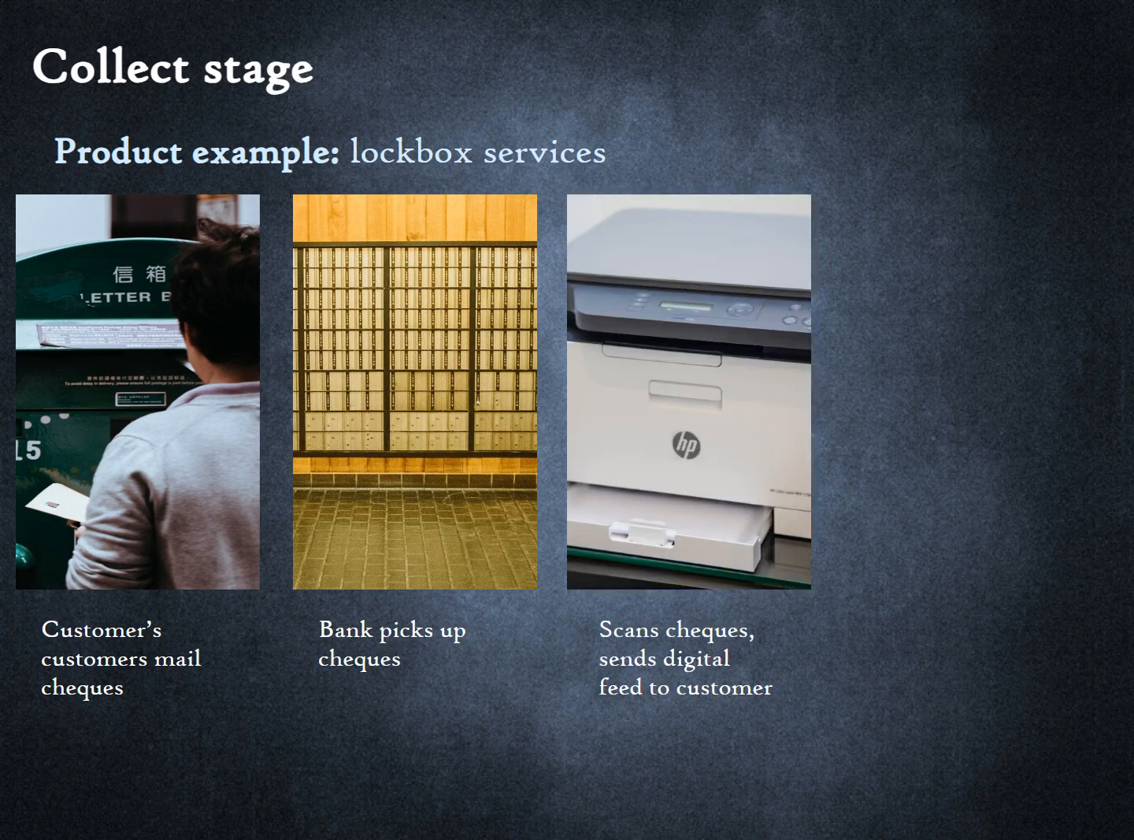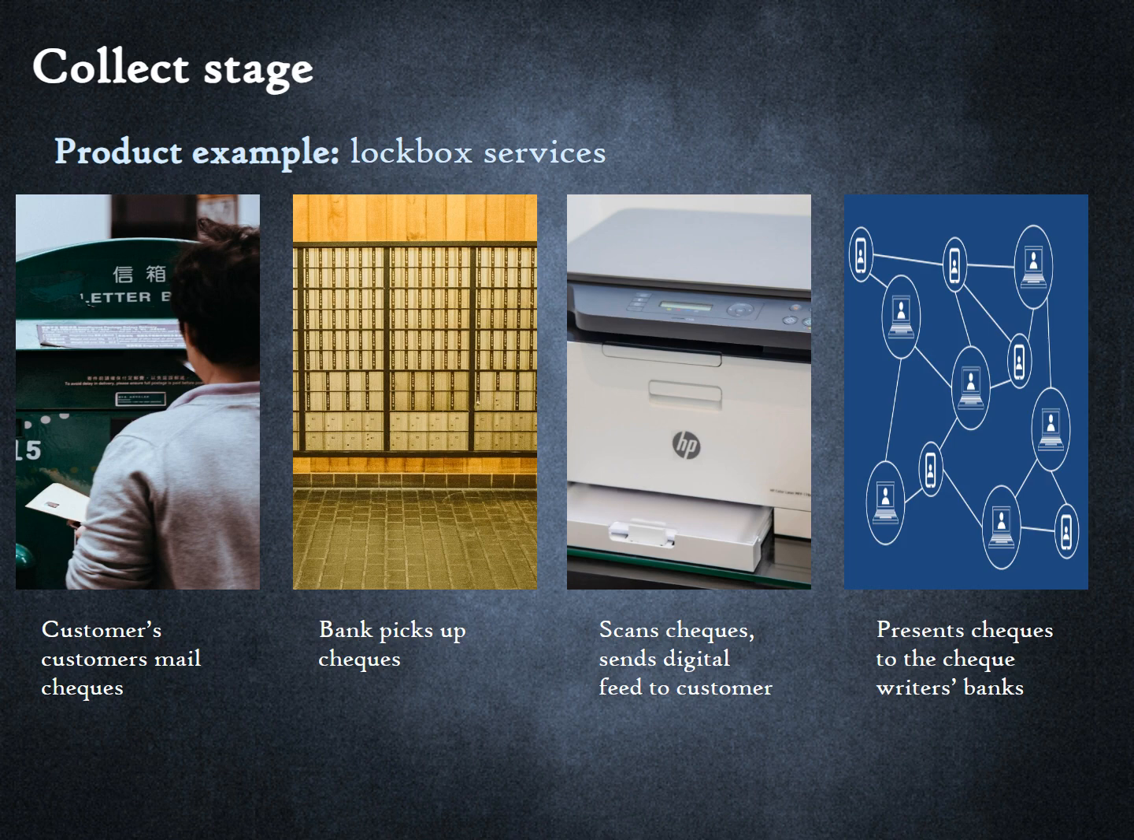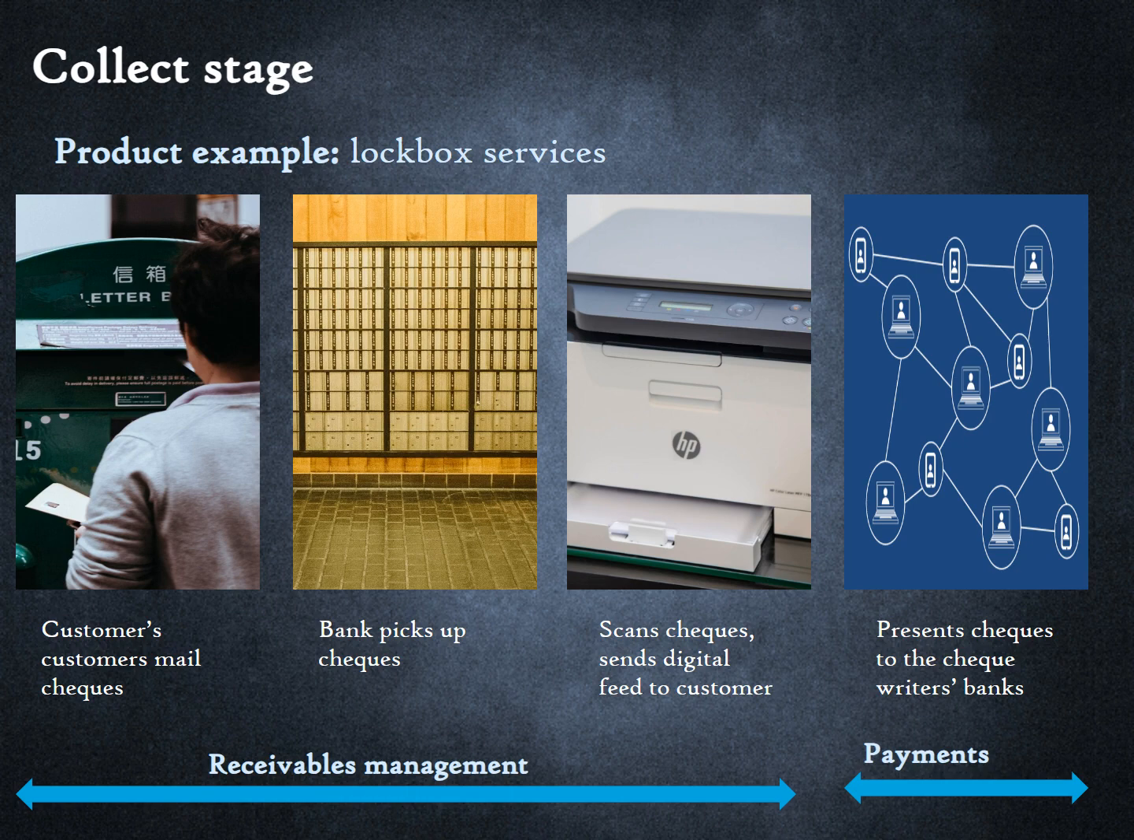The bank then scans the checks and remittance slips, providing the utility company with a digital data feed. Finally, the bank presents the checks to the banks of the check writers. The lockbox service, thus, accelerates the speed with which a business receives funds, as well as provides the customer with faster visibility into who is delinquent. The example illustrates the difference between payments and receivables management products. In a pure payments product, the utility company would collect the checks and mail to the bank. The bank would get involved only from the point checks are deposited.